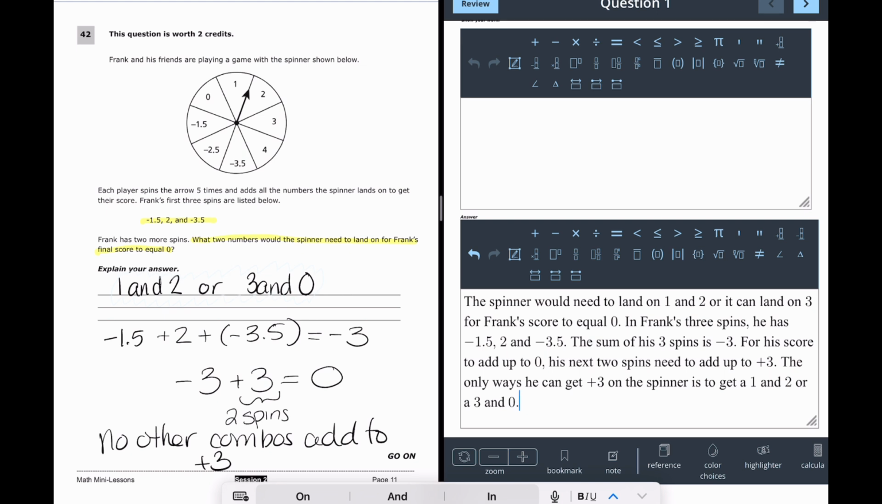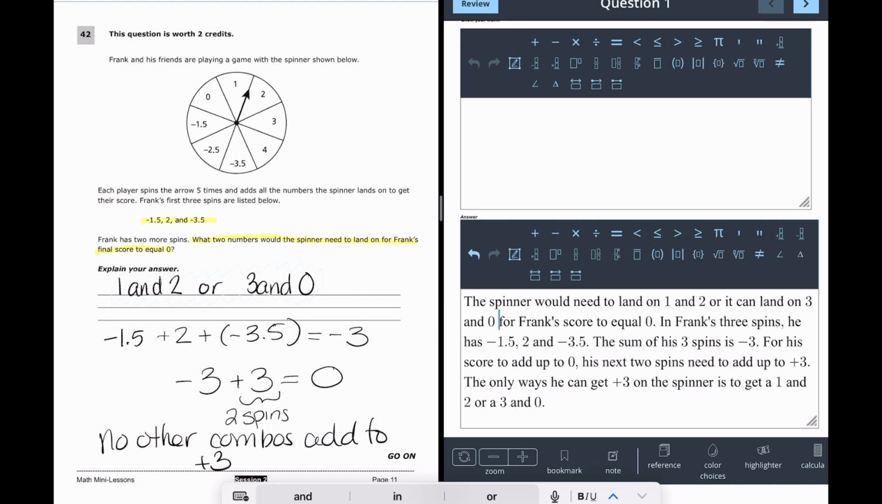So I reread it again, because when I read it again, I'm editing again and checking to make sure that's what I really mean. The spinner would need to land on 1 and 2, or it can land on 3. See, I forgot the 0. And 0 for Frank's score to equal 0.